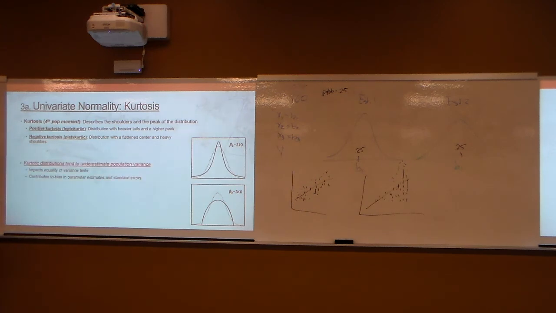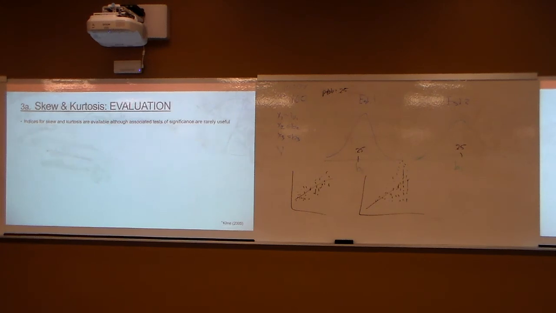We're concerned that our kurtotic distributions, both positive and negative, tend to underestimate the population variance. You can start to impact the quality of variance tests and standard error types of things, so we want to go through and take a look at that. Now we do have indices of skew and kurtosis available. I can test to see whether or not I have significant skew.